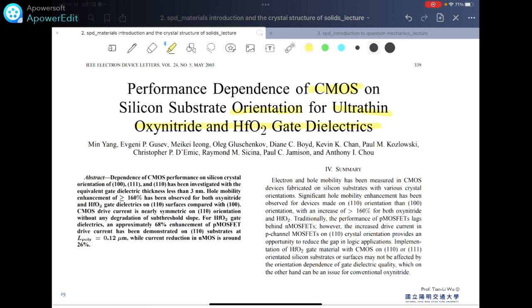So in this paper, the abstract shows certain keywords that might make you start to feel why we need to learn the Miller index. Because in the abstract, they already mention the dependency of CMOS performance on silicon crystal orientation of 100, 111, and 110. So that's exactly what we have been talking about. So we spent a little time to explain what the Miller index is. Now you can see that the Miller index is also useful.